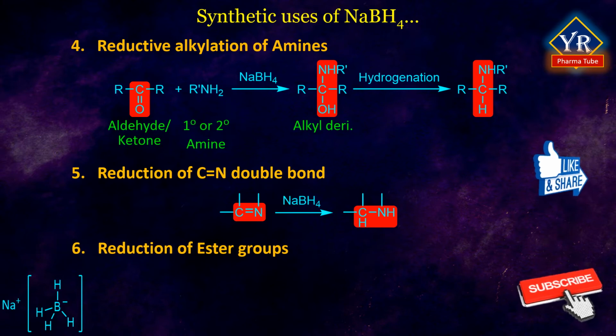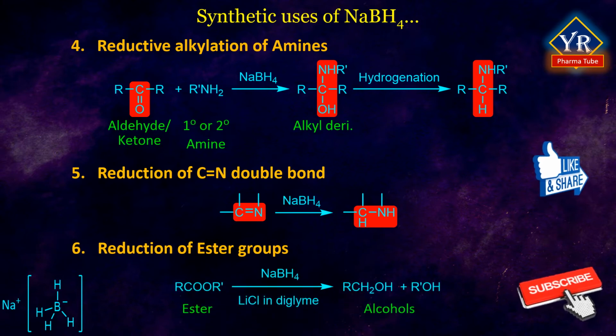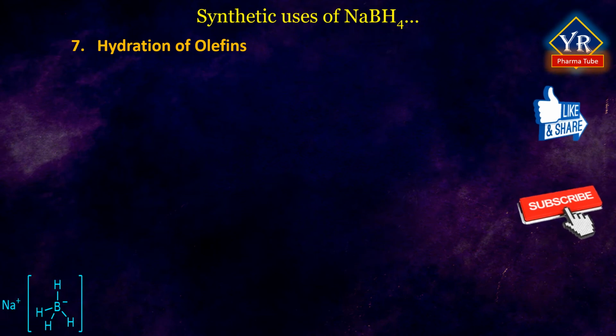Number 6. Reduction of ester groups. Ordinarily, ester groups are unaffected by sodium borohydride, but in the presence of lithium chloride or aluminum chloride in diglyme, the esters are reduced to alcohols. Number 7. Hydration of olefins.